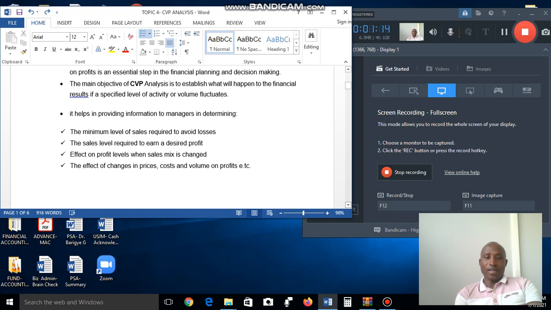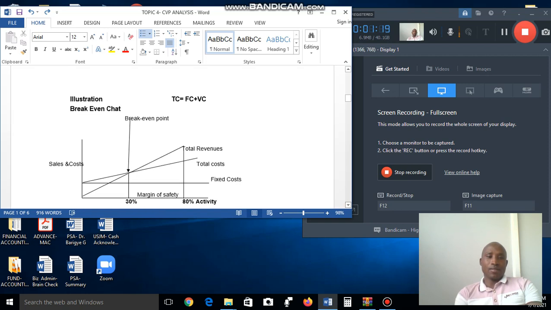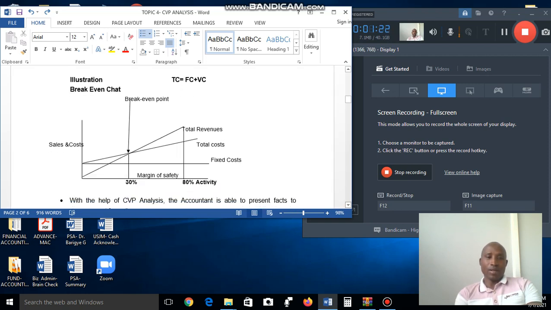Let us click down and go. So this is our illustration of break-even chart. So members, we have two axes. We have x-axis and y-axis. Here, sales and costs are on y-axis, then level of activity on x-axis. So we have the total fixed cost curve here. This is a fixed cost curve. This is a total cost curve, then total revenue curve.